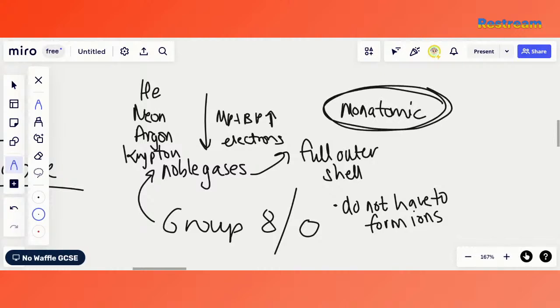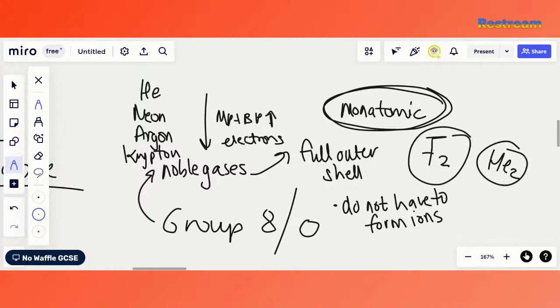In terms of properties, they exist as monatomic gases. So this is the opposite of what we saw in group 7 when they share electrons. When we see F2, for example, we will never see helium 2 because they are monatomic. They exist by themselves. And they also are colorless gases and non-flammable. They will not set on fire.